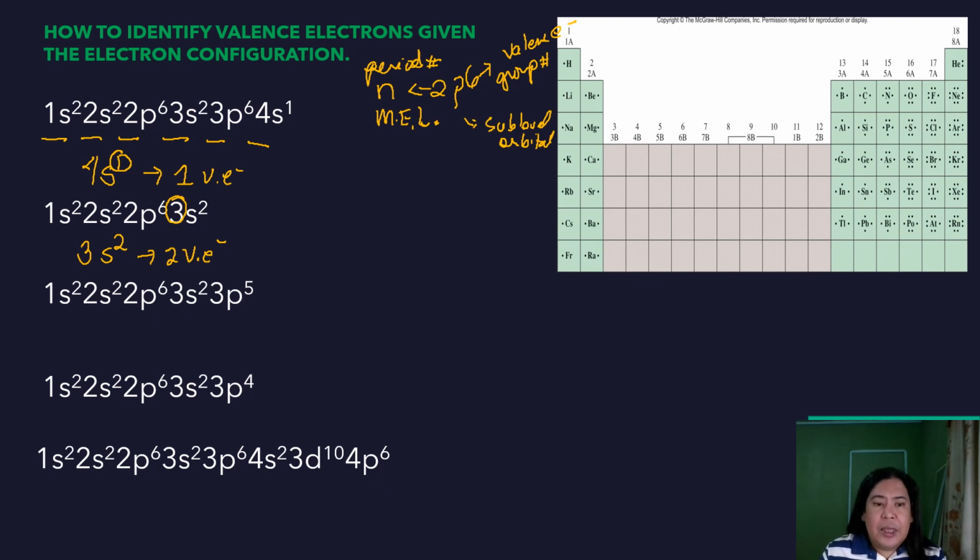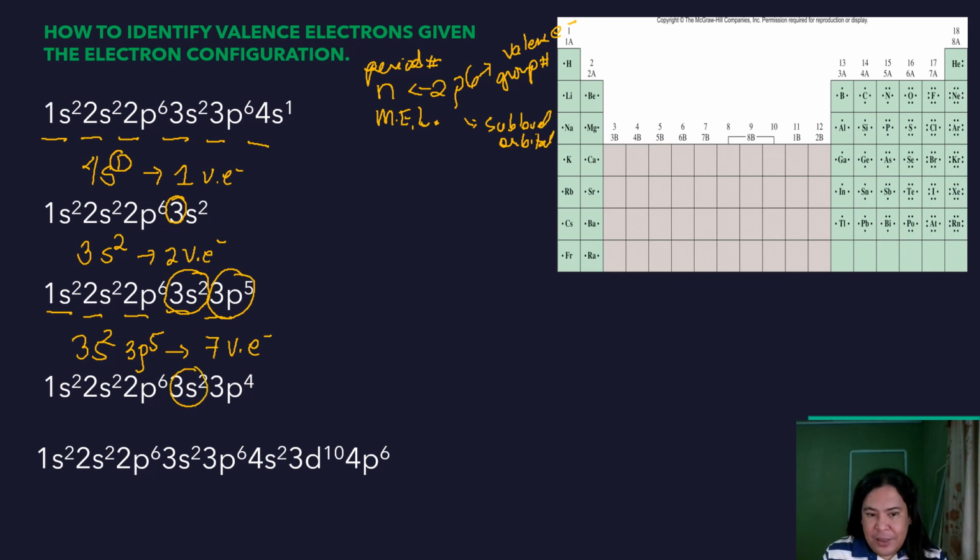Third example. 1s2, 2s2, 2p6, 3s2, 3p5. So in this third example, we have two highest n values, which is 3. Yung dalawa. So itong dalawang to, siya yung kunin nyo. That is 3s2 and then 3p5. And then you're going to add the exponent of s and p, that is 5 plus 2, you will have 7 valence electrons.